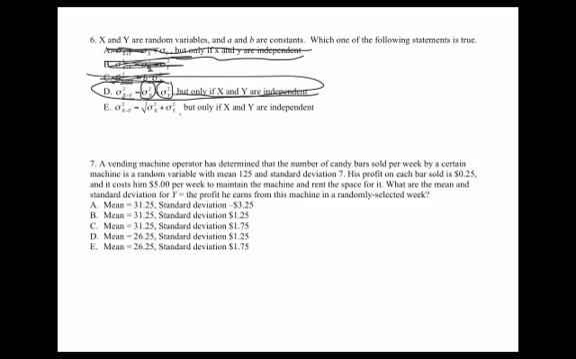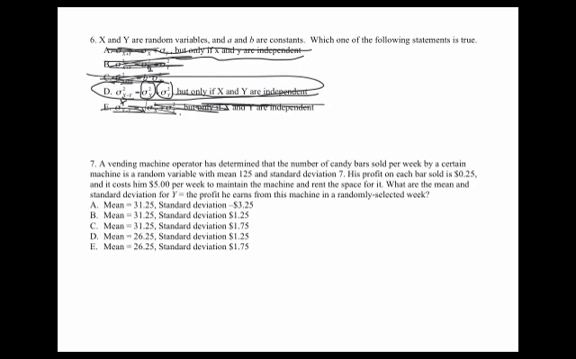And E is close. E would be exactly what we would do if that little squared weren't there. The standard deviation of x minus y would be the square root of the variance squared plus the variance squared. But they had variance, so that would not be correct. So 6 should be D.